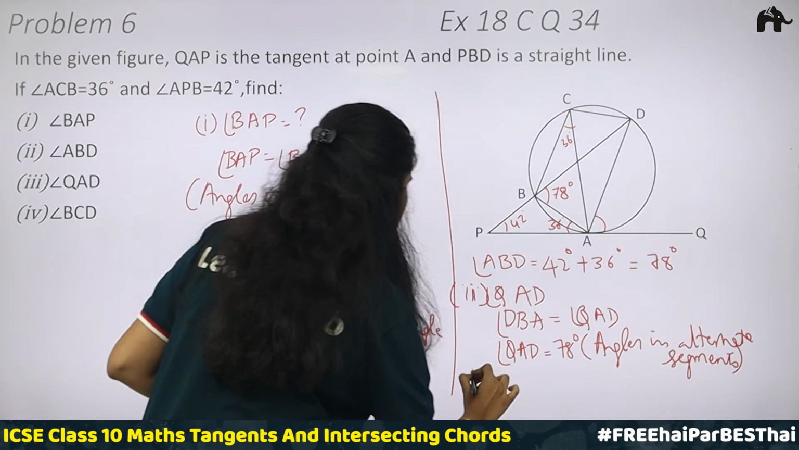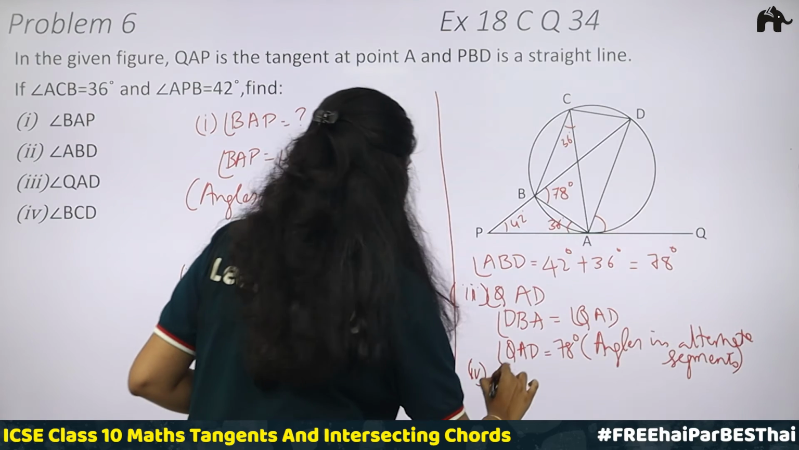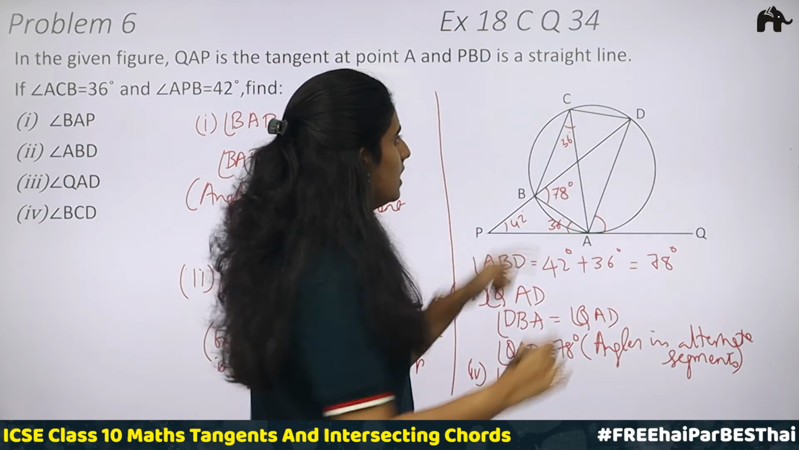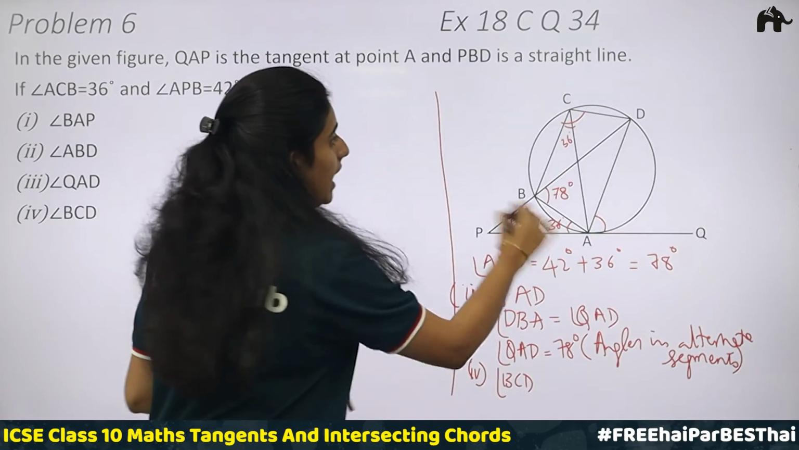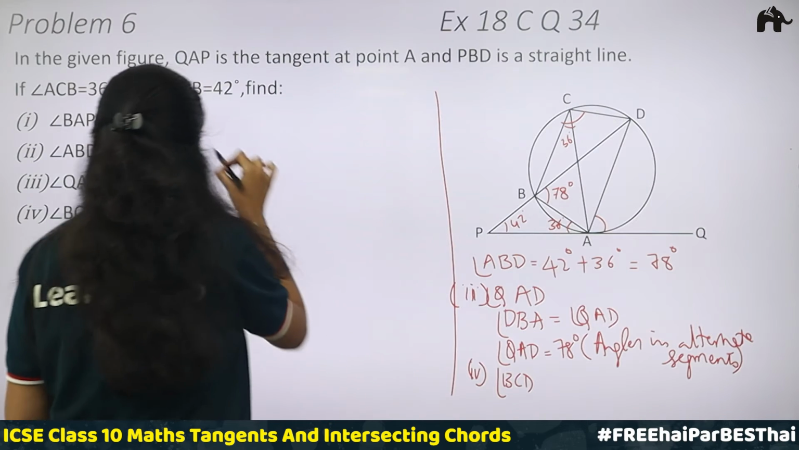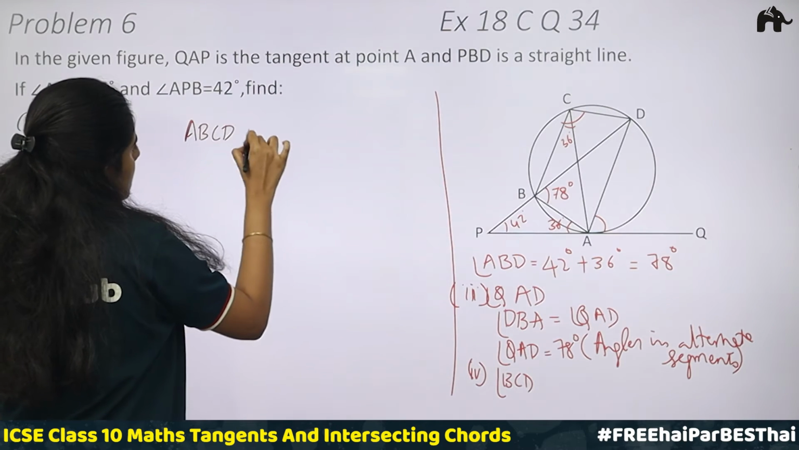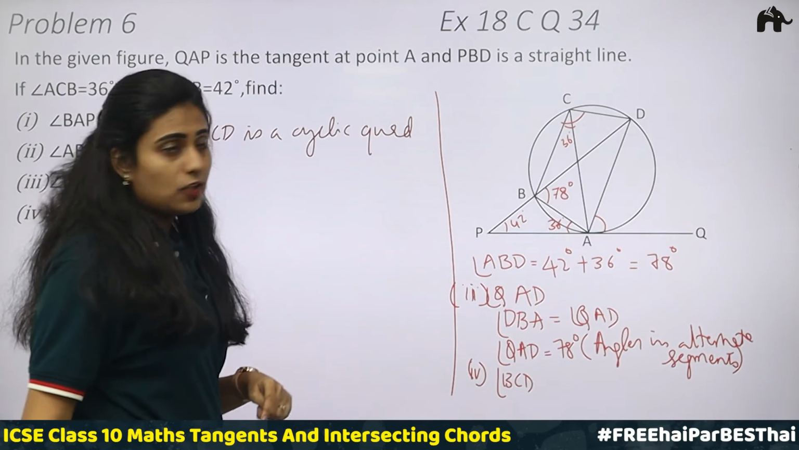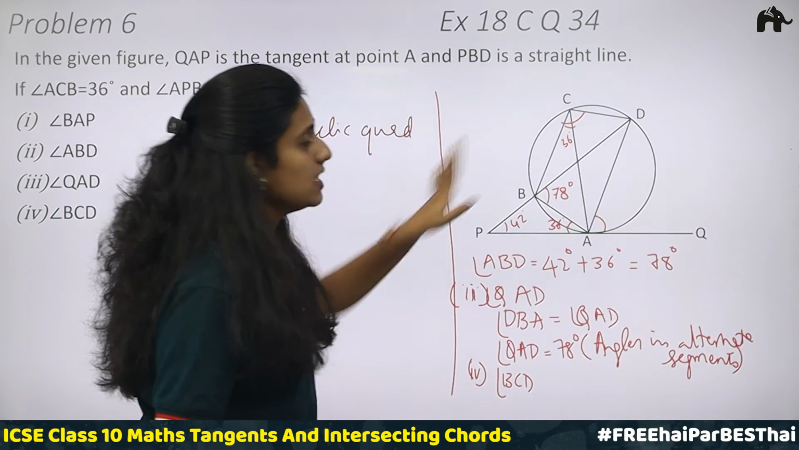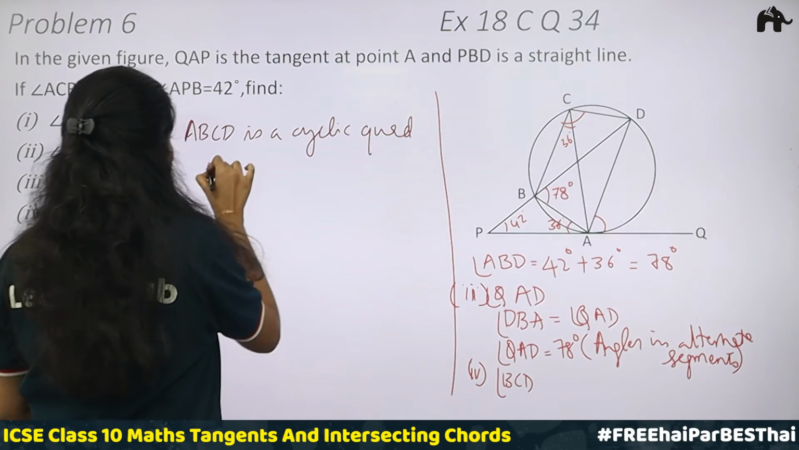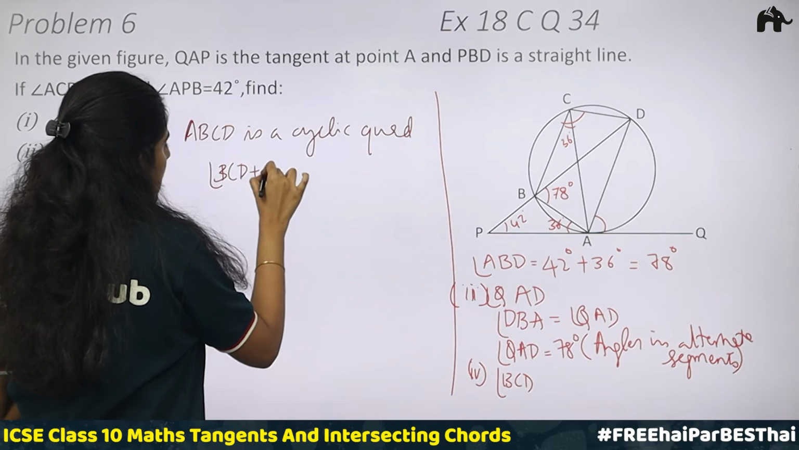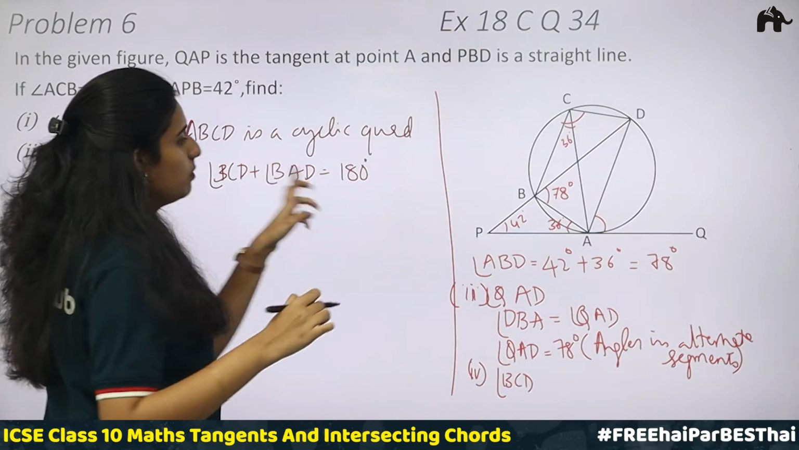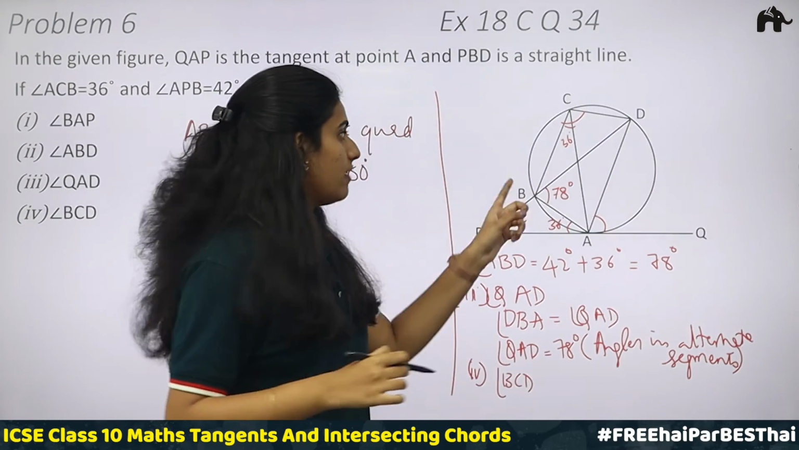Now, the fourth one, we have to find BCD. This whole angle. Here, ABCD is a cyclic quadrilateral, right? We know for a cyclic quadrilateral, the sum of opposite angles is equal to 180 degrees. That is, angle BCD plus angle BAD will be equal to 180 degrees. If we are able to find BAD, we can find the value of BCD.